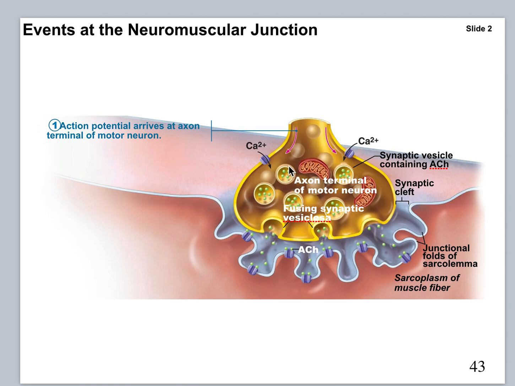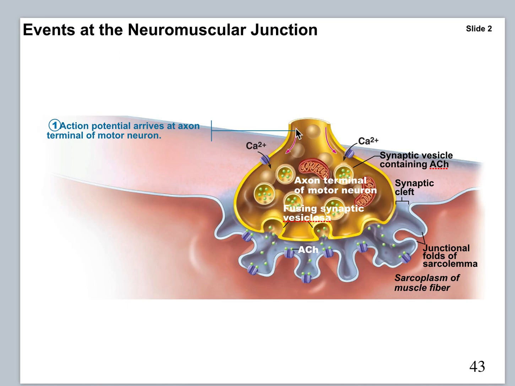There's these vesicles filled with chemicals that are called neurotransmitters. These chemicals were made up in the cell body, way up in the brain or wherever the cell body is located, and they've been transported down to the end of the axon, waiting to be released. So they just kind of accumulate here in the distal end of the axon.